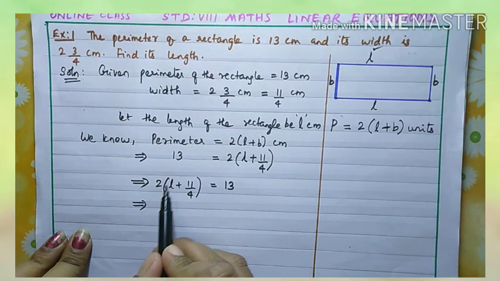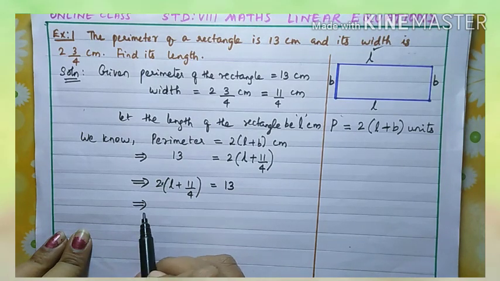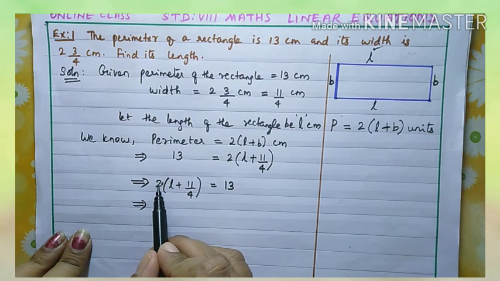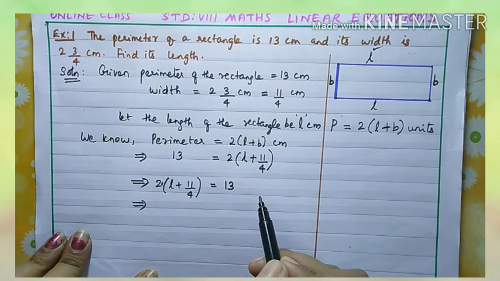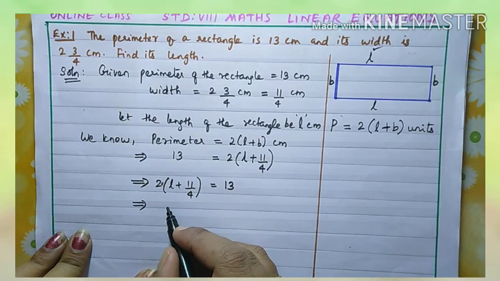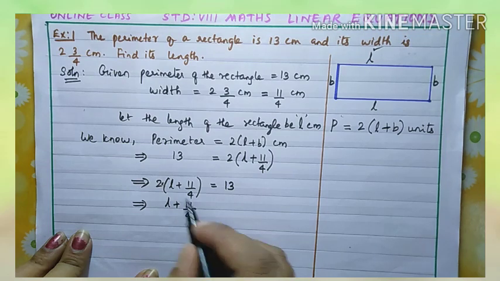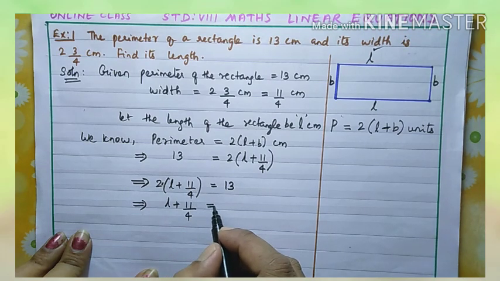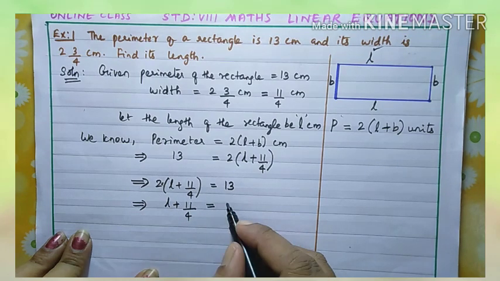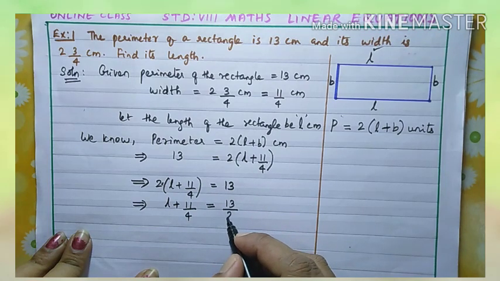2 into one bracket is actually multiplication. So when I take this 2 to the RHS, it becomes division, transposing. So next step I am writing L plus 11 by 4. This term I didn't do anything, equal to only the 2 I transposed. So it becomes division, 13 by 2.